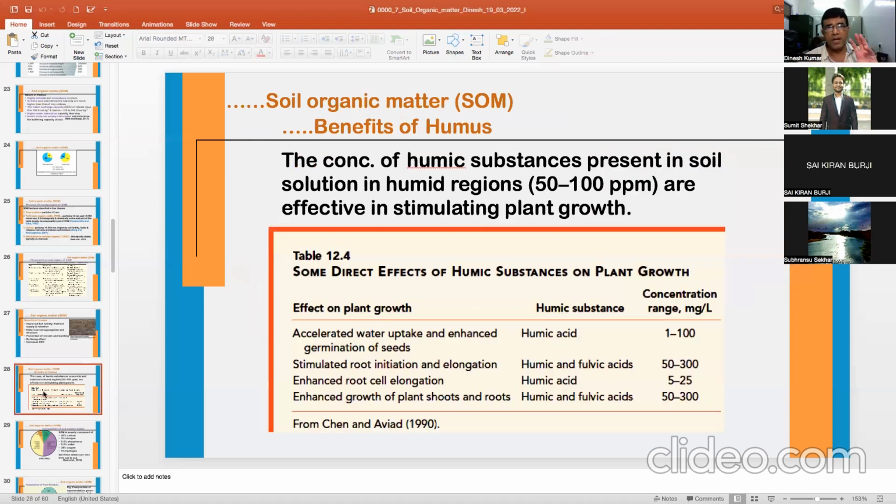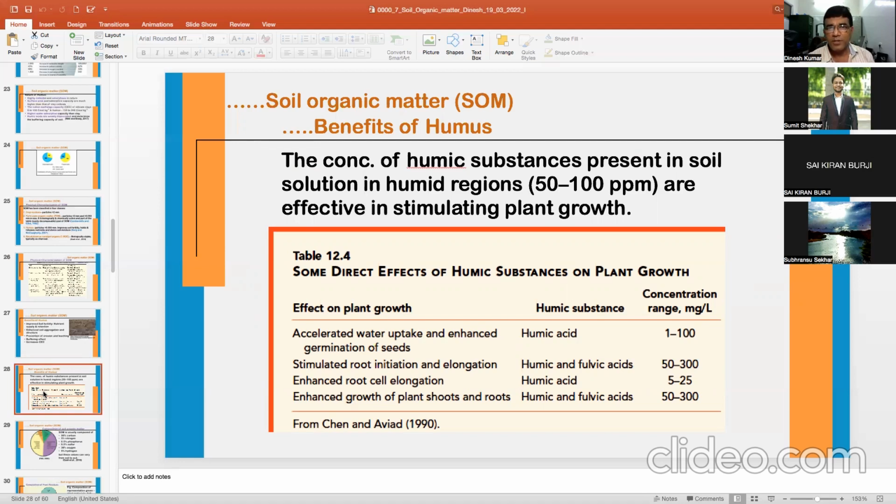Now you see, besides improvement in soil fertility, it can enhance the plant growth. These humic substances can encourage the plant growth directly. So the concentration of humic substances present in soil solution in humid regions, for example, 50 to 100 ppm, has been found effective in stimulating the plant growth. So they can directly stimulate the plant growth if they are present in soil.